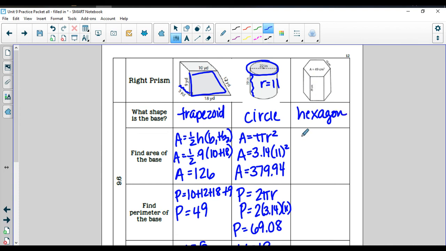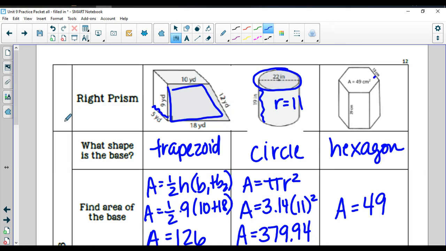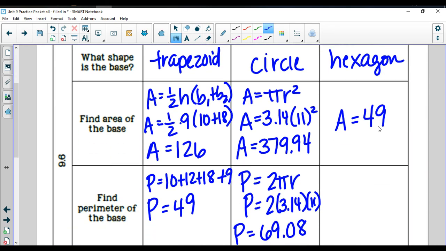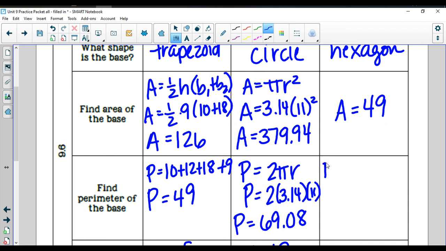In my last example here, my base is a hexagon. I don't really have to do any work to find the area because it tells me that the area is 49. It also tells me that here on the side is, it looks like, 13. Let me just zoom in to double check that there. Yep, looks like 13. And there are 6 of those sides. So my perimeter is going to be 6 times 13, which will give me a total perimeter of 78.